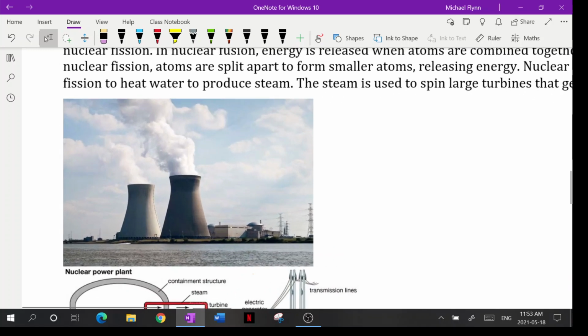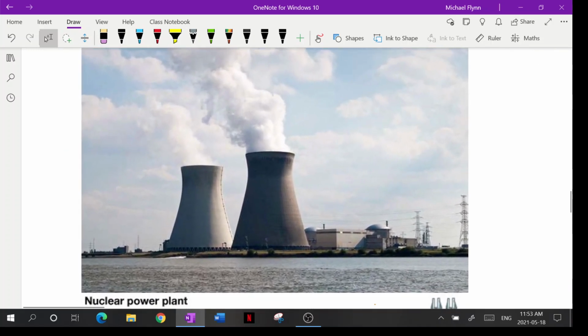And here's the thing, you're not burning anything. So here's a picture of the nuclear reactor in Pickering. Okay, so that's a nuclear power plant. That is not fossil fuel. You're not burning anything. That is water vapor. It's steam.